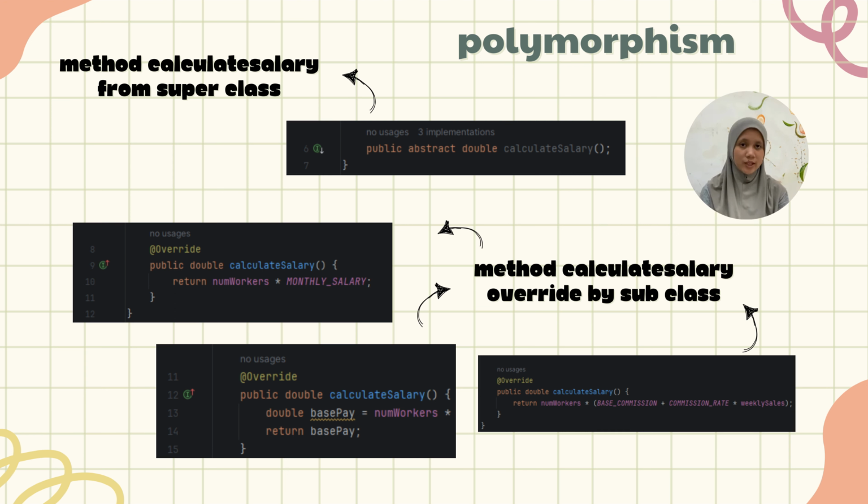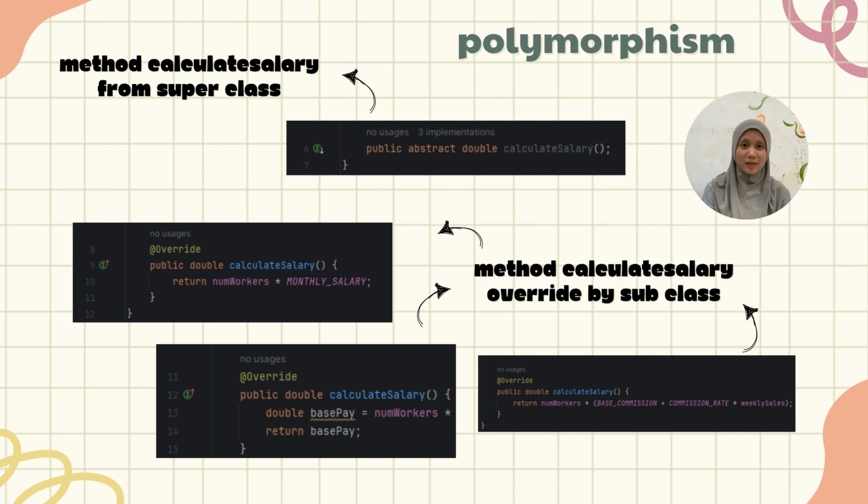For polymorphism, we're using it for the calculate salary method in both the superclass and subclasses. The calculate salary method is an abstract method declared in the worker class. It has no implementation in the worker class itself. Instead, it serves as a placeholder for subclasses to provide their own implementation.